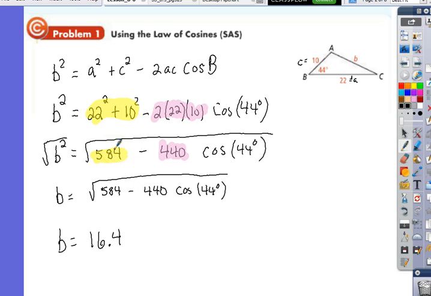Nate, are you with me? I see how to do it. I just don't know how to do it in the calculator. Okay. We'll work with your weird calculator one-on-one. We have time at the end.